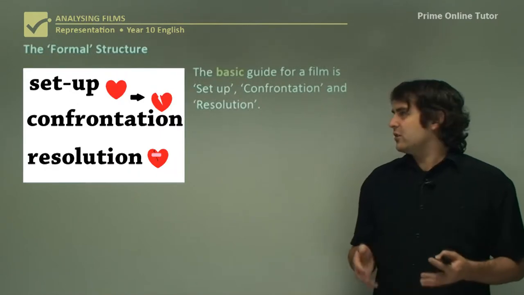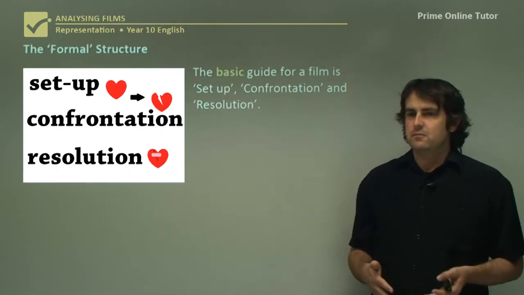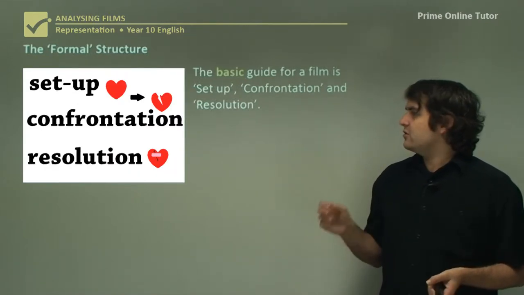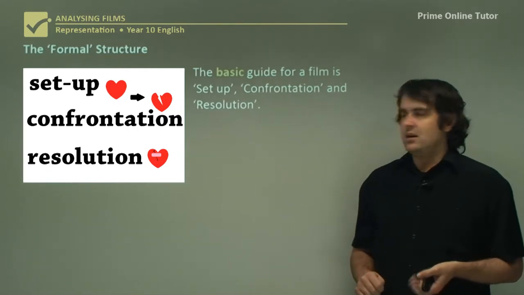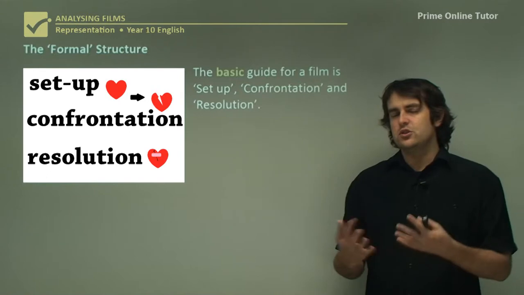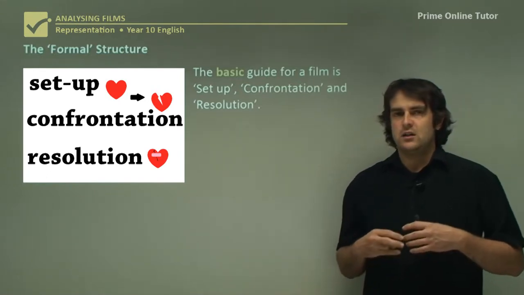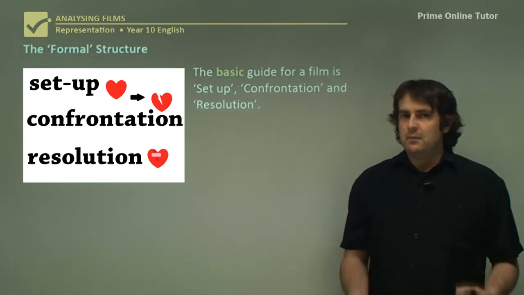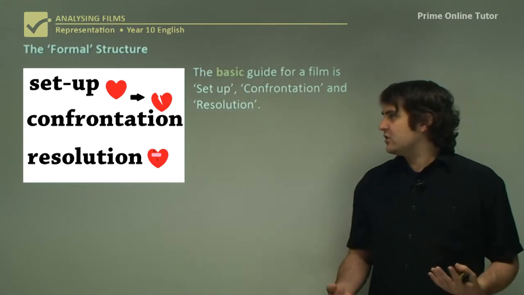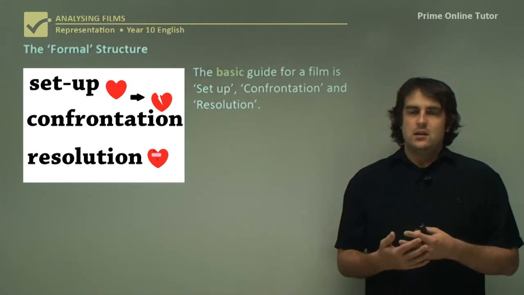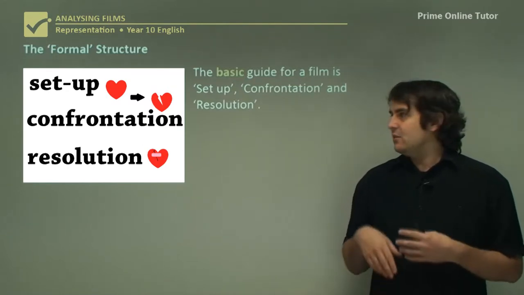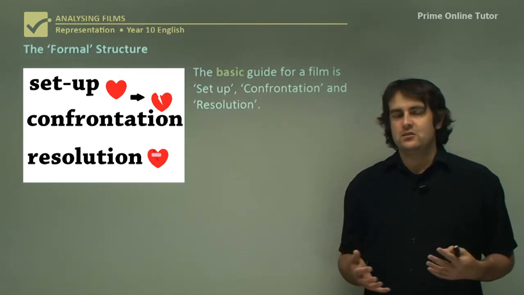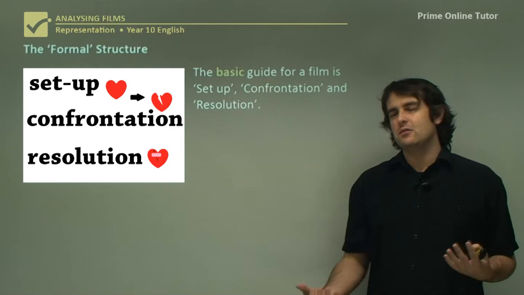So you may even look at this as a formal structure: setup, confrontation, and resolution. Now, this is the Hollywood structure. Basically it means that your setup is where you're introduced to your main characters, you are told about them, you find out where they live, they're all established. Then your confrontation is when the events start to happen, the things that start to complicate your story, sort of like the complication when you write a narrative.